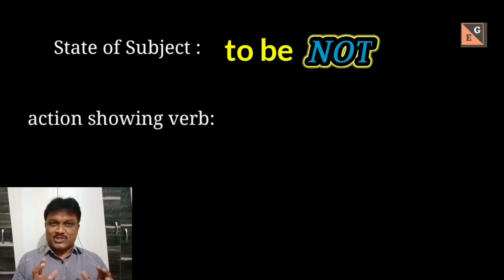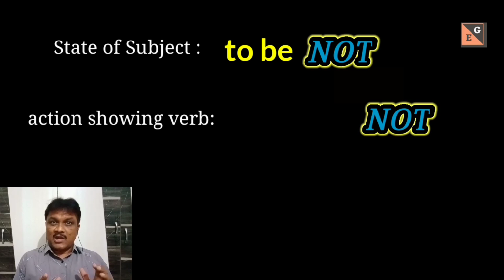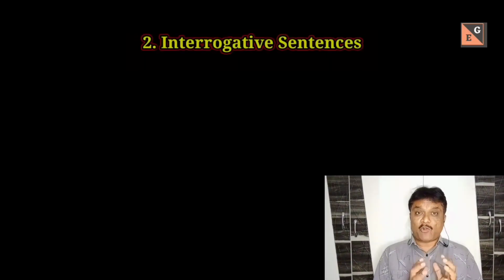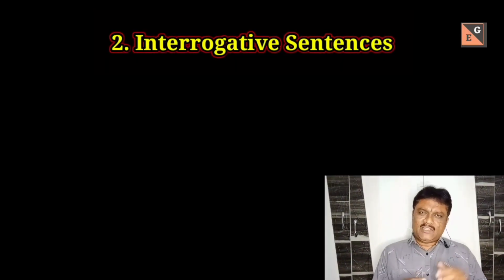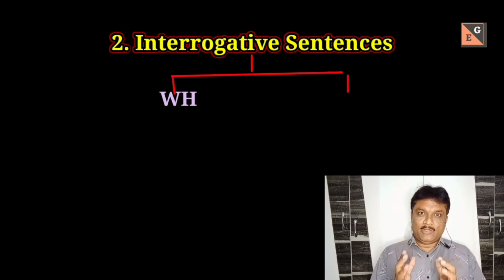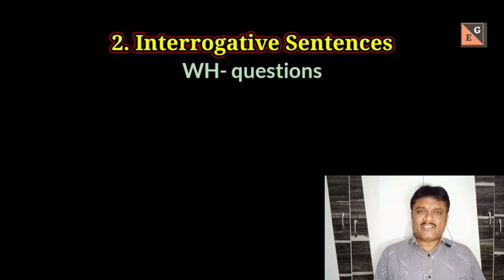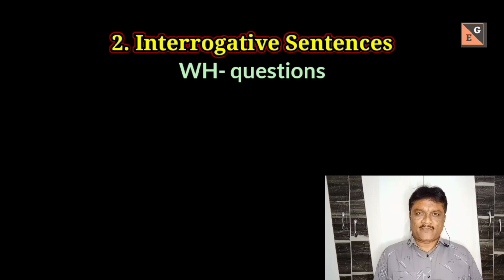In short, while showing the state of a subject, put not after the proper form of to be, and in case of an action showing verb, put not after the proper form of do. And now, it is the interrogative sentences. These interrogative sentences are further classified into WH interrogatives and yes/no questions. Let's take WH interrogatives first.